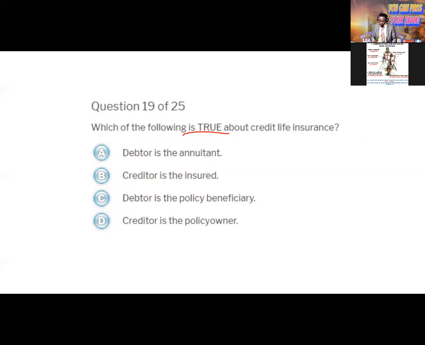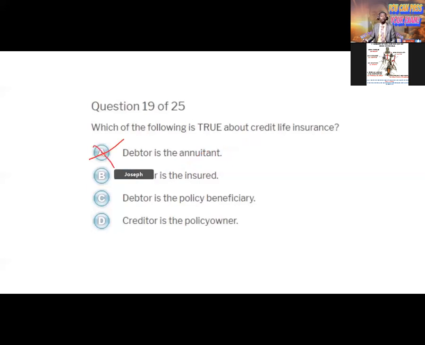What is the keyword? Credit life insurance. Those are the keywords. So now let's go ahead with A. Debtor is the annuitant. Annuitant, this is life insurance, so we're not talking about annuitant. That's for annuity. That's not good. So A is eliminated. Let me just do it on the letter to make it better. Eliminated. You X this out.